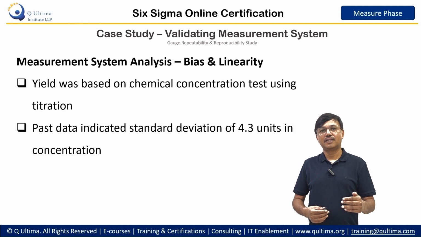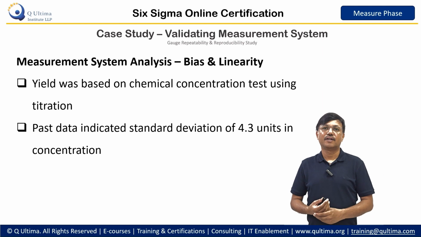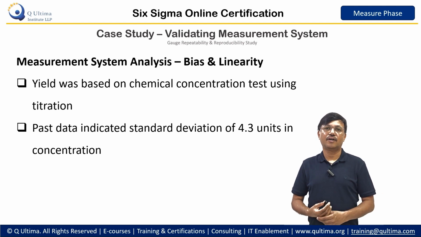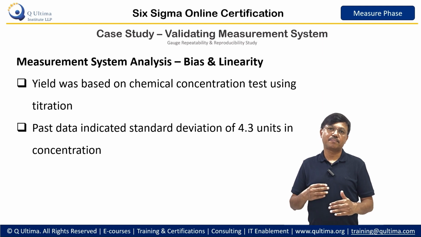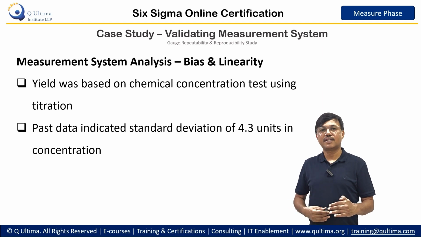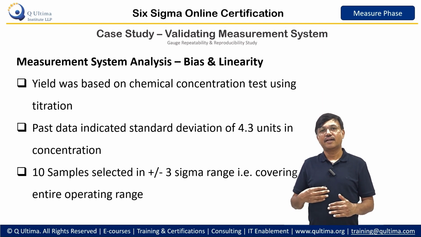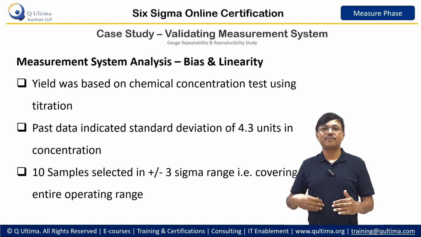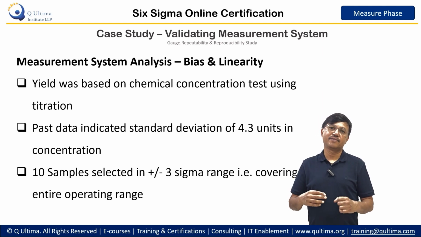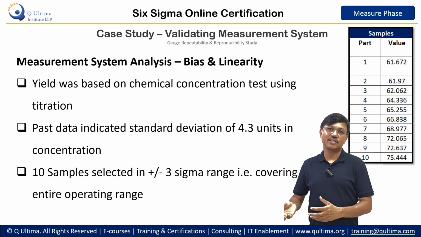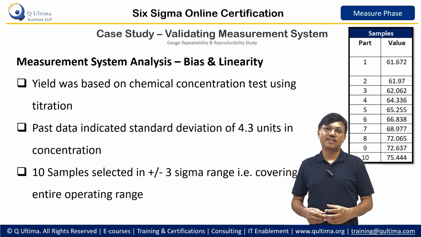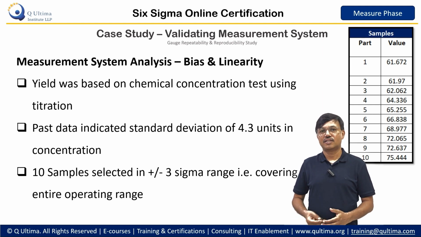The team then calculated the standard deviation of the past data, and found it is 4.3. Based on that, they took mean plus 3 times standard deviation, which is the upper control limit, and mean minus 3 standard deviations, which is the lower control limit, and they took 10 samples between the lower control limit and the upper control limit. These 10 samples, as you can see, varied from 61 to 75, and the team started taking data on these 10 samples.